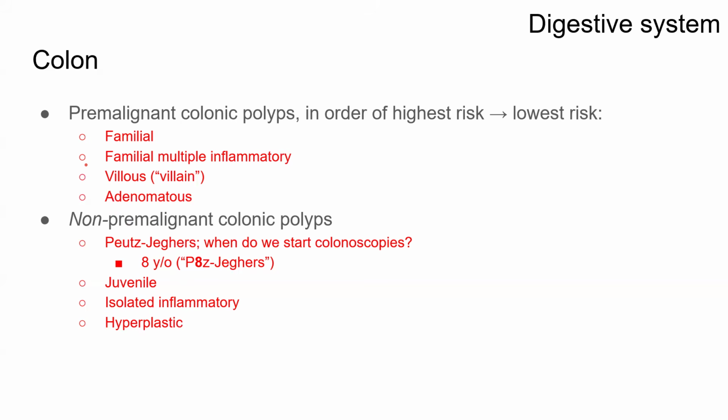In contrast to premalignant colonic polyps, there are non-premalignant ones. Oh my God, I'm tripping over my words. Non-premalignant colonic polyps include Peutz-Jeghers disease, juvenile colonic polyps, isolated inflammatory polyps, and hyperplastic polyps. The one unique thing about Peutz-Jeghers is that if someone is diagnosed with it, you start colonoscopies at 8 years old. So you can remember that as Peutz-Jeghers, that's when you start colonoscopies.